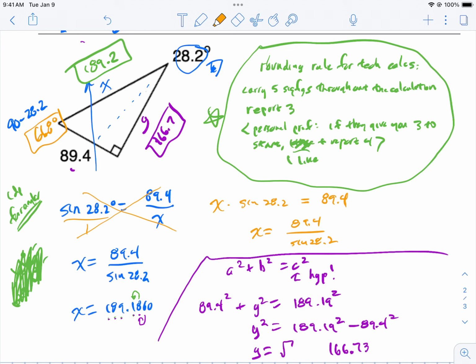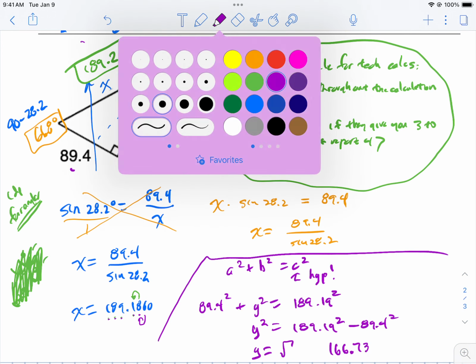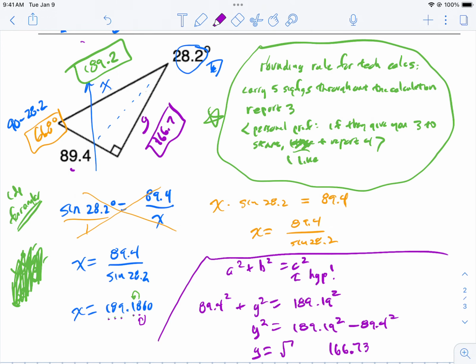And by the way, one way to spot check at the end that things are at least not terribly wrong, take a look at your 3 numbers and make sure that the hypotenuse is the biggest side. If the hypotenuse is not the biggest side, then you know you've got a problem. You've got to go back. But the 189 is the biggest of my sides. It is the hypotenuse. We're good. Okay, solving right triangles. It's what's for dinner.